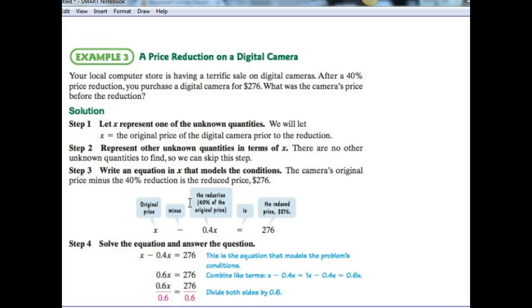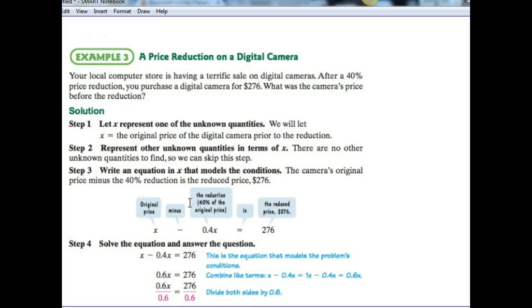So this is taking you through steps that you would follow yourself if you were having to do this. Step 1 is you've got to establish a variable. So let X represent the unknown quantity.